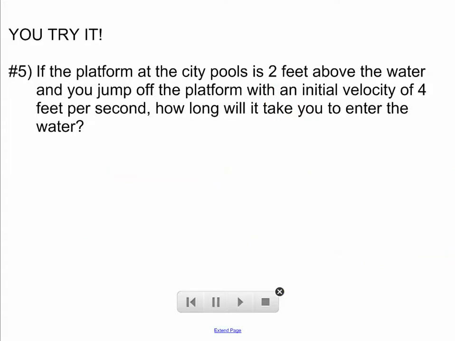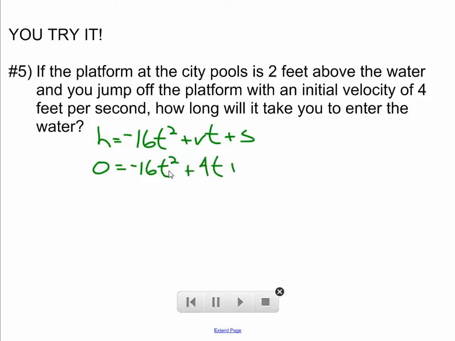All right, so last one. Why don't you guys try this one? I'll do it on my own as well, and you can compare your answer to mine. Start off with the vertical motion model. We want to hit the pool, so it's 0. The initial velocity is 4, just like last time, and the platform is only 2 feet above the water this time.